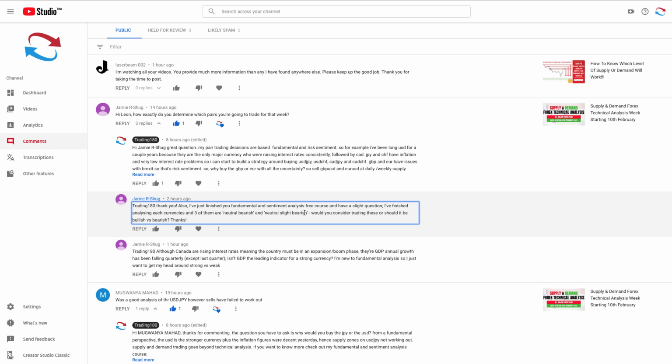Now, if I was comparing that to another neutral, slight bearish currency that doesn't have that political uncertainty going on, then I would buy that one. But is it the best pair? Would it be the best pair to buy?